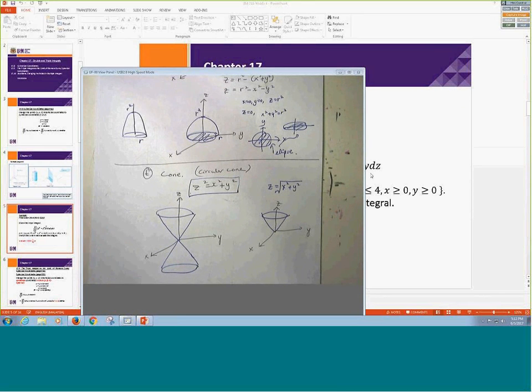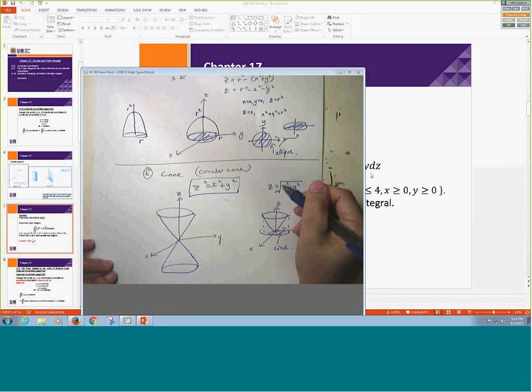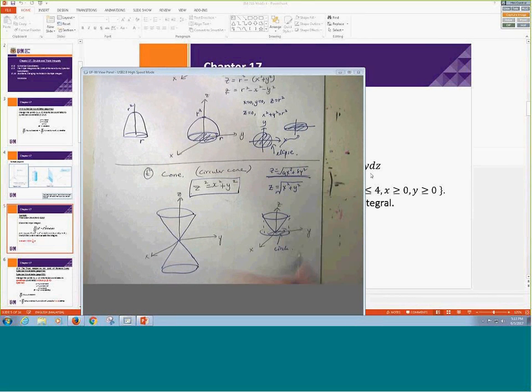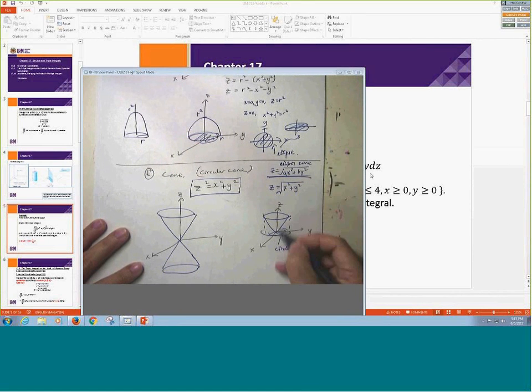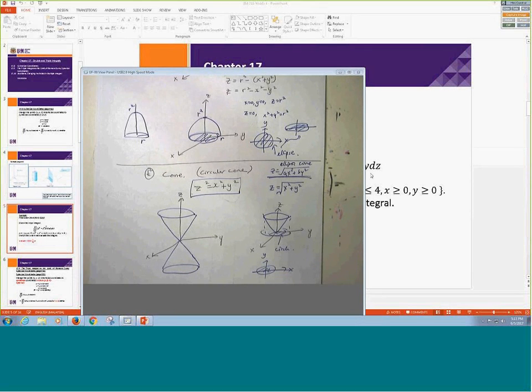When you project it to the xy plane, it is a circle. That's why it's a circular cone. But if you have constants A and B here, then you might get the elliptic cone, where the projection on the xy plane is not a circle but an ellipse. So it's just a constant that gives you the difference between the circle and the ellipse.